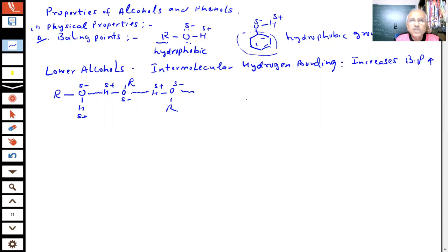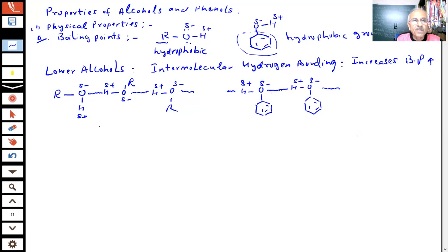Similarly, in phenol, you have HO phenol molecules. Here this is negative, this is positive, and so on. There will be so many molecules, and there will be hydrogen bonding.